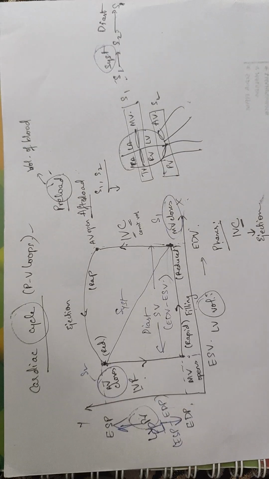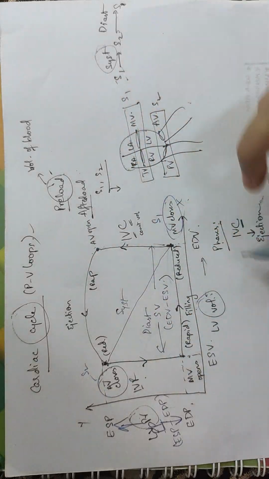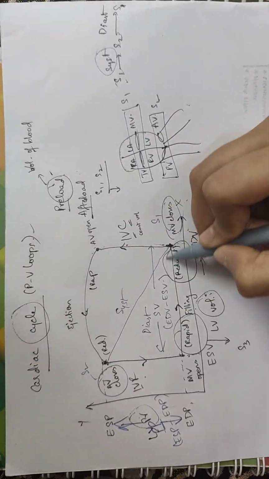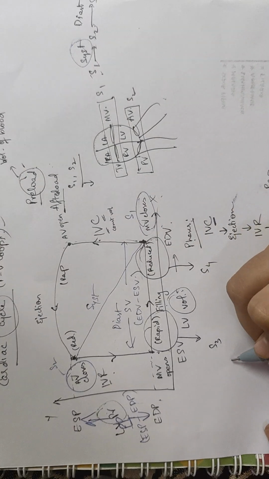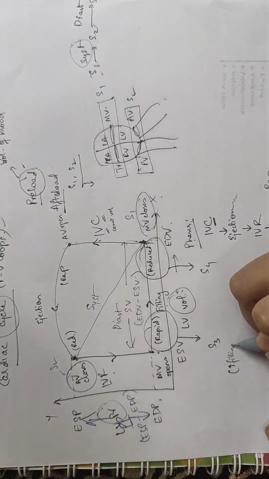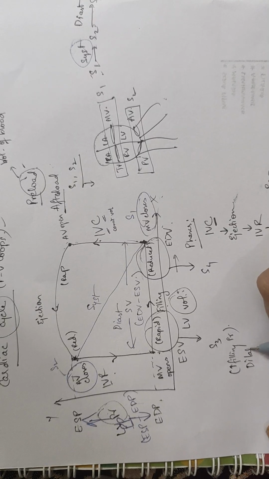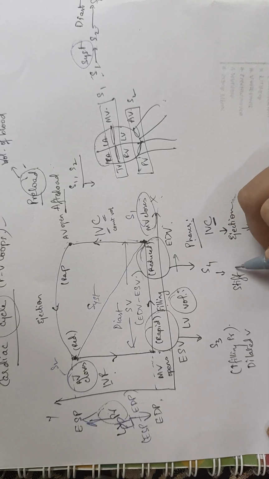Then we have two more heart sounds, right? S3 and S4. When does that occur in this whole cycle? During the rapid phase, you have S3. During the reduced phase, you have S4. Okay. S3 is basically when there is increased filling pressure and the dilated ventricle is there. S4 is when you have a stiff ventricle.